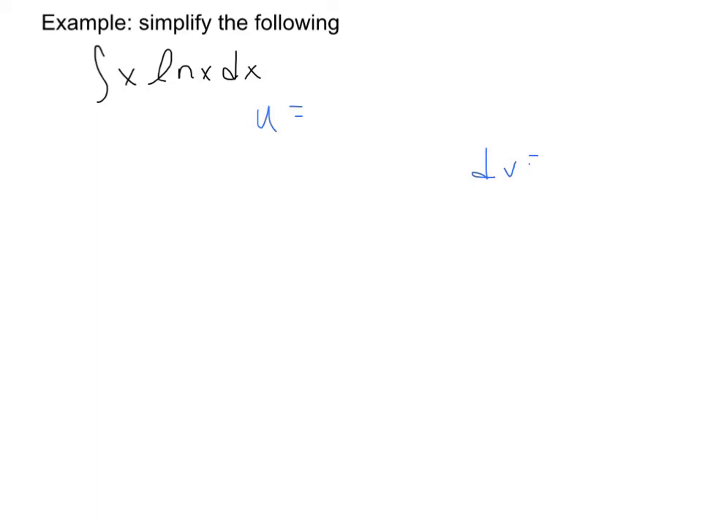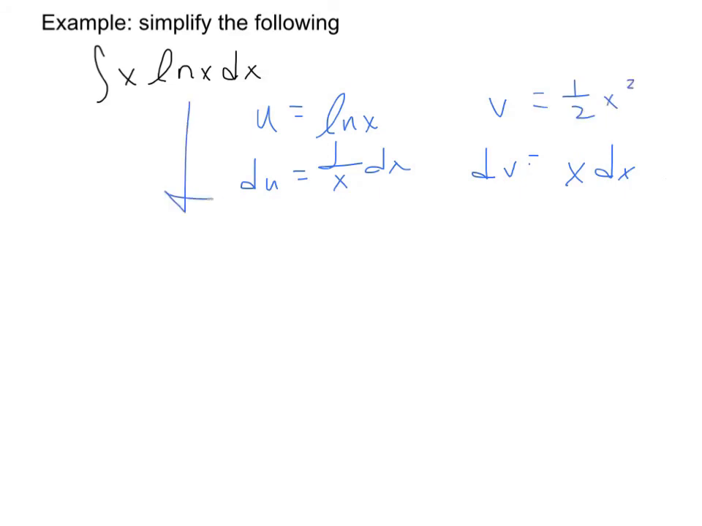Explain to yourself, to the screen, why you can't choose your u to be x. If you did, your dv would have to be ln x dx, and we don't really know the integral of natural log x. What would be a lot better would be to do what we did in the first problem, to choose your u as ln x and your dv as x dx. Right? If we did that, our du is just 1 over x dx, and your v is 1/2 x squared.